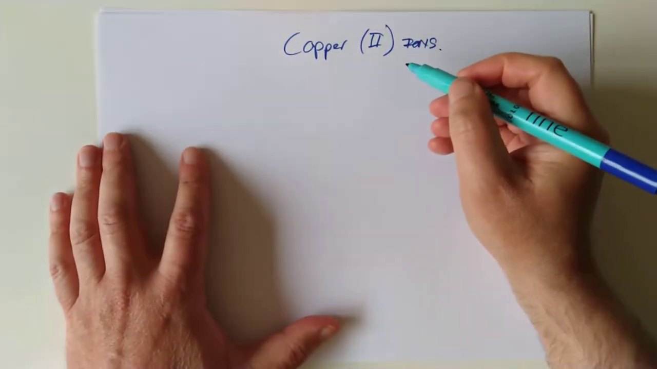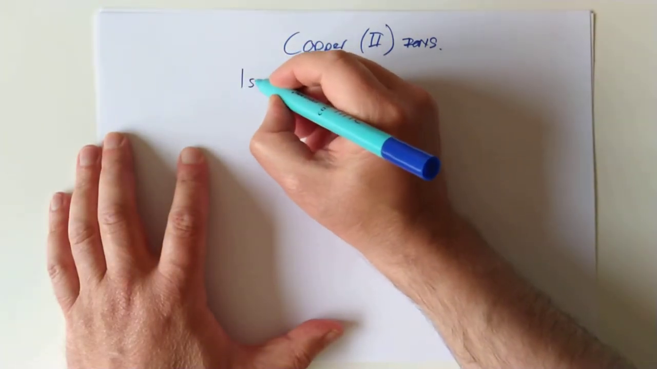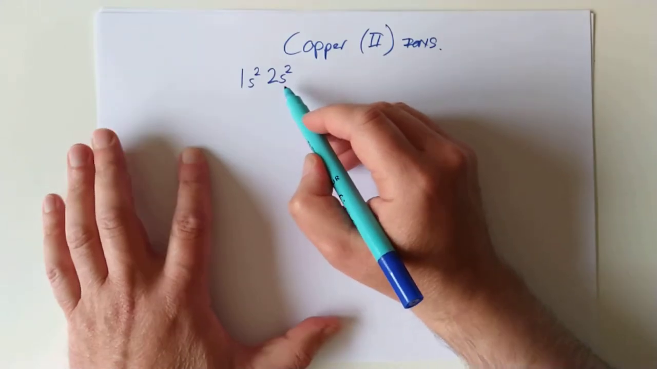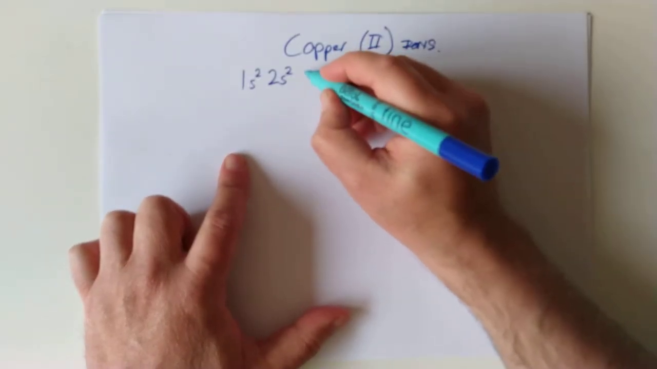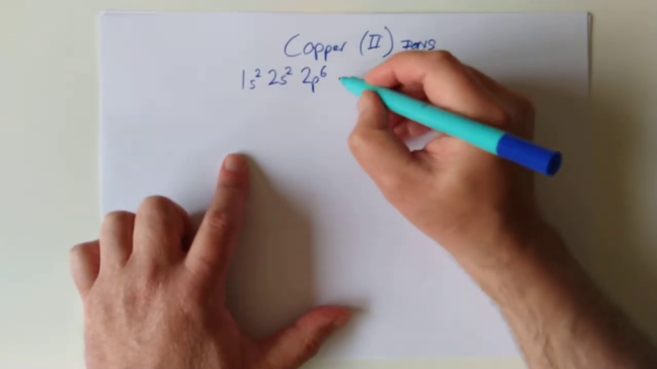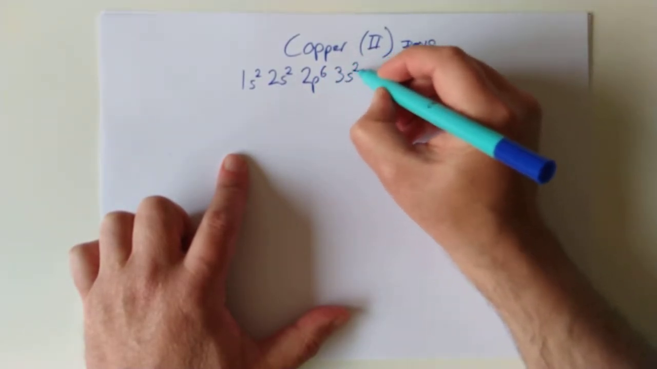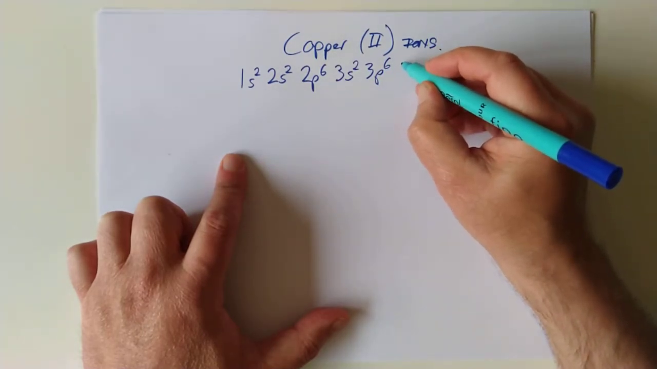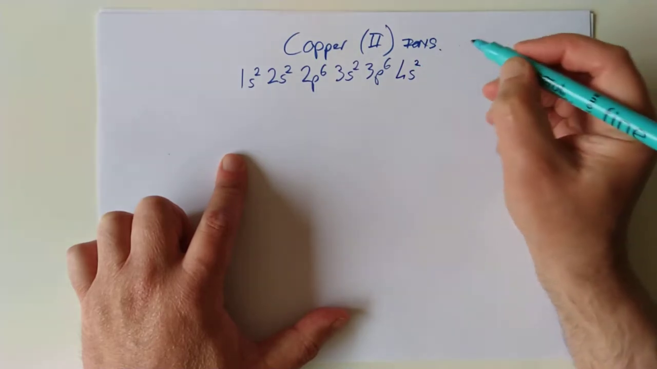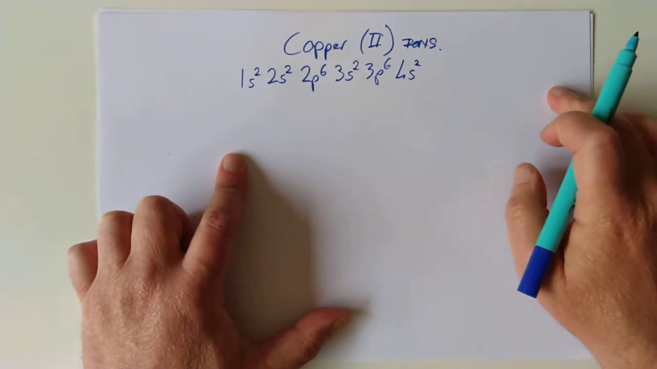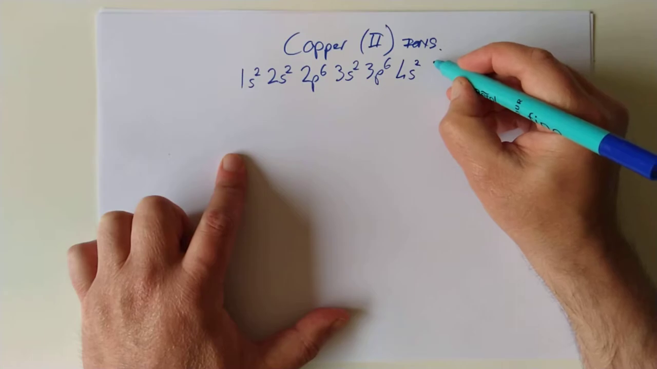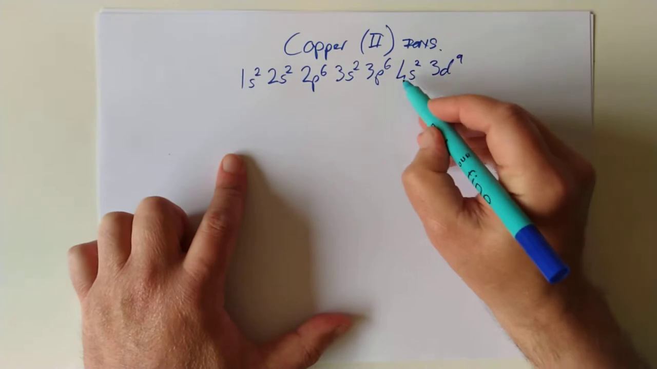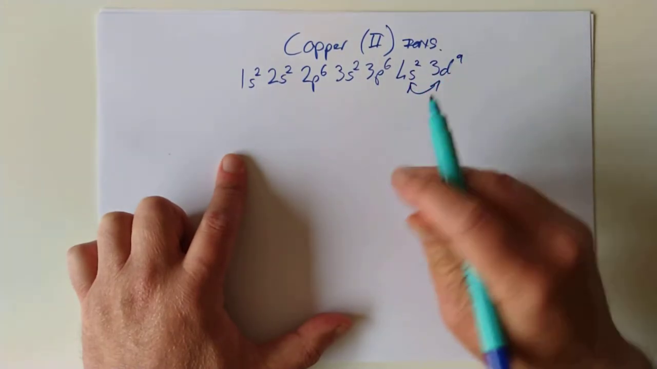Their electronic configuration is 1s2, 2s2, that takes us along to beryllium. 2p6 takes us all the way to neon. 3s2, 3p6, that takes us down to argon. And then it was that weird thing where 4s2 fills first, and copper is the ninth one along in the transition metal block of 10. So therefore, it's 3d9.